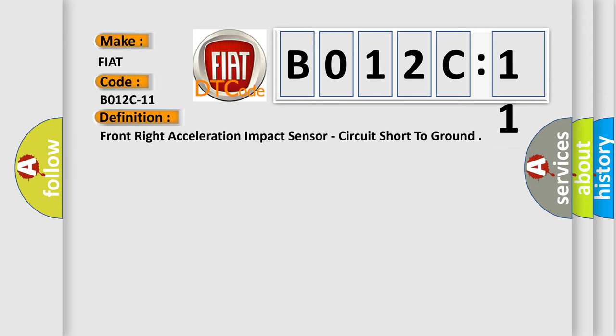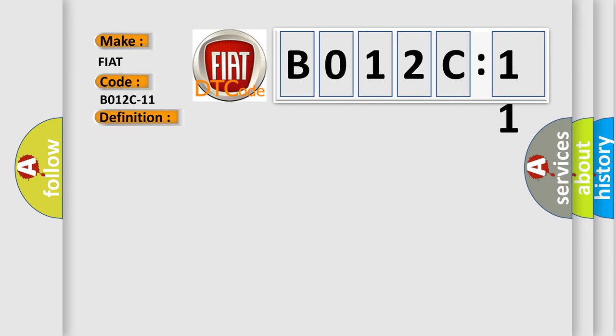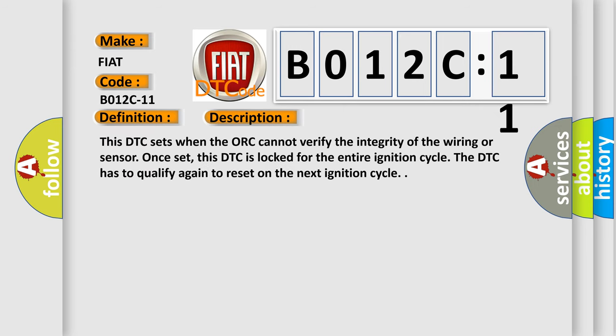And now this is a short description of this DTC code. This DTC sets when the ACU cannot verify the integrity of the wiring or sensor. Once set, this DTC is locked for the entire ignition cycle. The DTC has to qualify again to reset on the next ignition cycle.